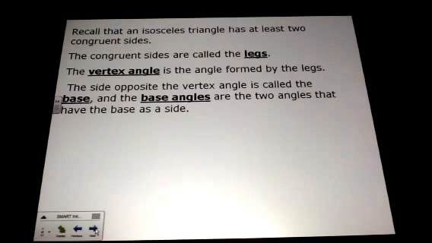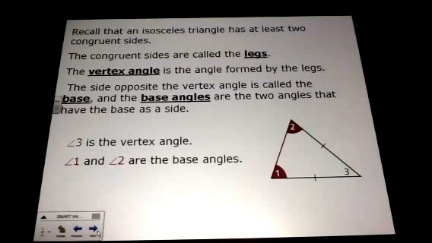Recall that an isosceles triangle has at least two congruent sides. The congruent sides are called the legs. The vertex angle is the angle formed by the legs. The side opposite the vertex angle is called the base. And the base angles are the two angles that have the base as a side.